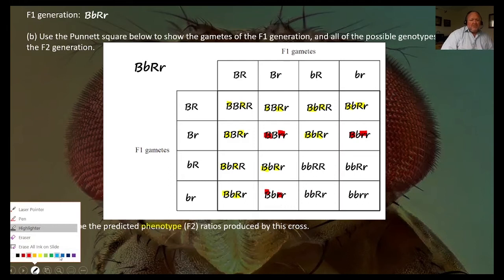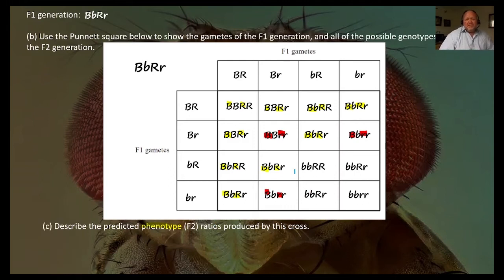Then our next phenotype is going to be a black body and red eyes. Okay, so little b, big R, little b, big R, and little b, big R. There's another 3 of them, so we currently have 9 to 3 to 3.